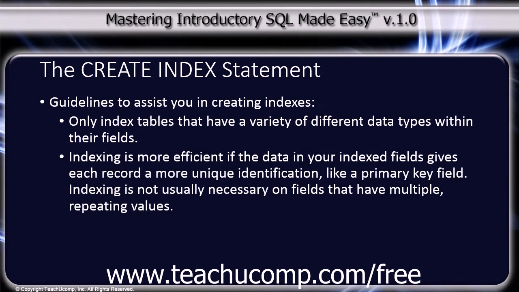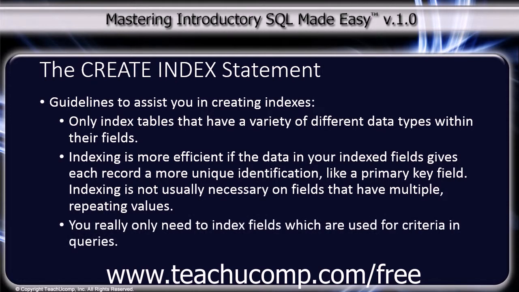Second, indexing is more efficient if the data in your indexed fields gives each record a more unique identification, like a primary key field would. Indexing is not usually necessary on fields that have multiple repeating values. Third, you really only need to index fields which are used for criteria in queries. For example, if you are creating many queries that find records based on phone numbers, you may want to create an index on the field that contains the phone numbers.